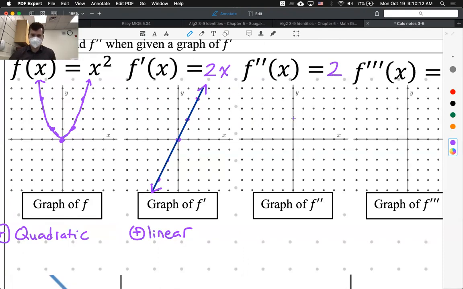And hopefully you're graphing the y-intercept of 2. No matter what value I choose for x, it's always going to have a height of 2. This is just going to be a horizontal line through 2.